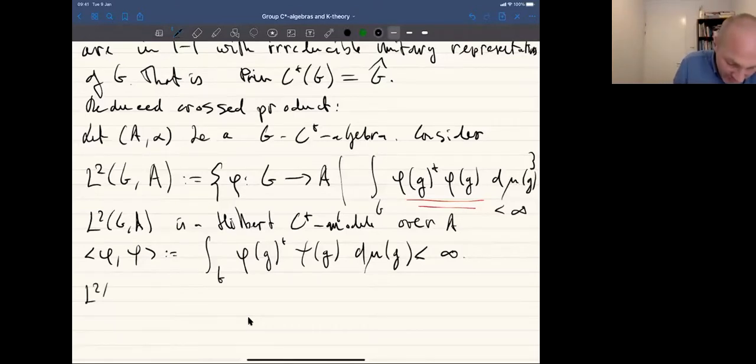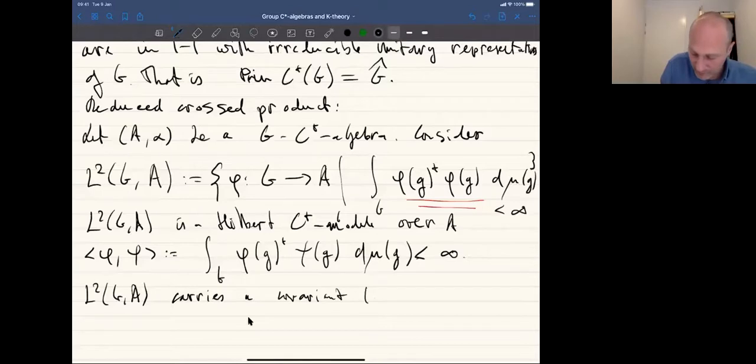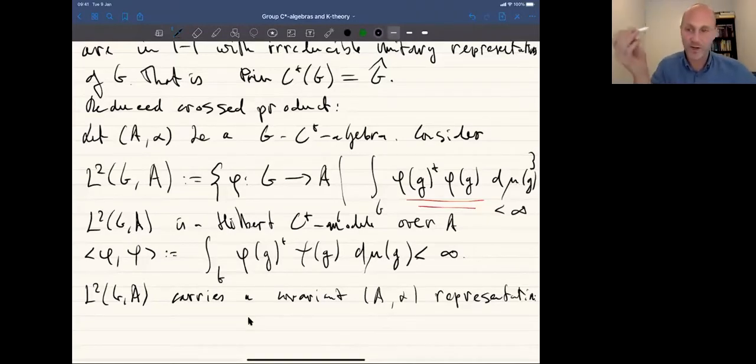Now L2(G,A) carries a covariant (A, alpha) representation. The other important part here is that when I look at A as the coefficients from the right on this C-star module L2(G,A), I am viewing it as a trivial G-algebra. I'm forgetting the G action when A acts from the right. I'm not forgetting it when it acts on the left. So if you look at my definition for covariant representation, you see that there was a trivial action required on the coefficient algebra.